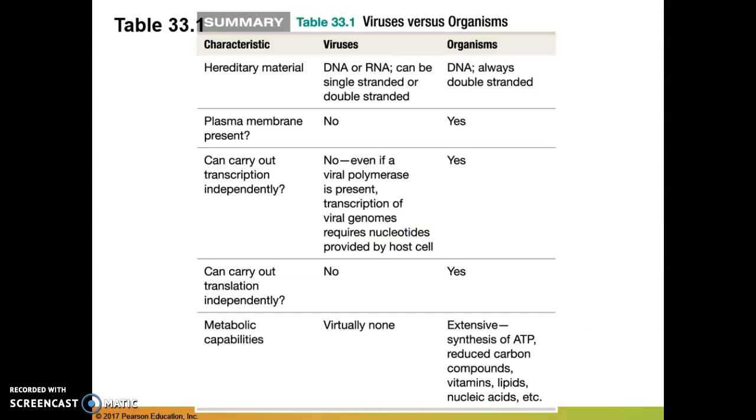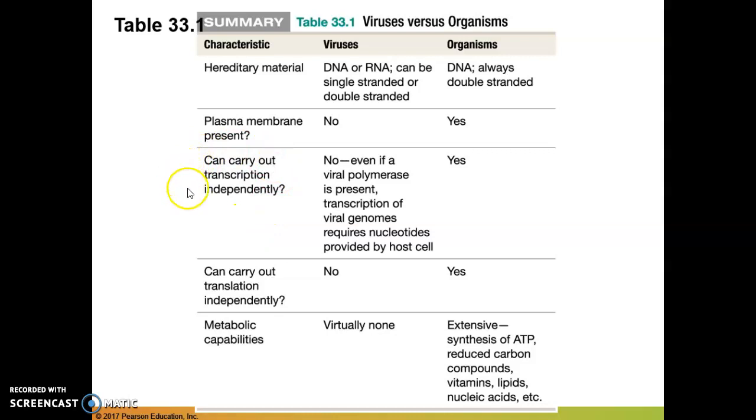So if we look at this table here, we can see a comparison of viruses versus living things. And you can see that, as we mentioned, the hereditary material of viruses can be DNA or RNA. So their genes can be DNA or RNA. Both of them can either be single or double-stranded as well. And you know that in living things, it's always DNA that makes up the genes, and it's always double-stranded. Viruses do not have a plasma membrane. They have something called an envelope, but it is not a plasma membrane.